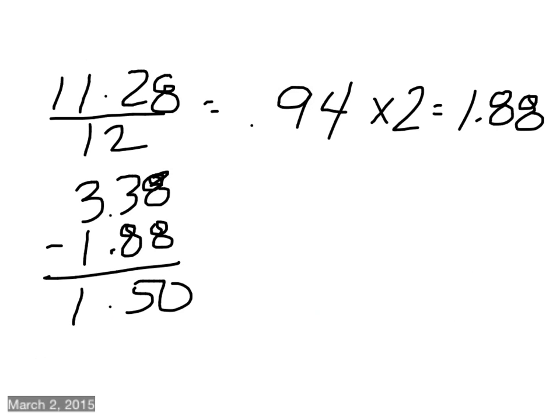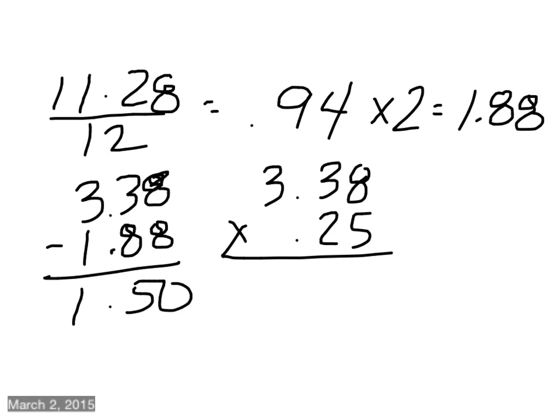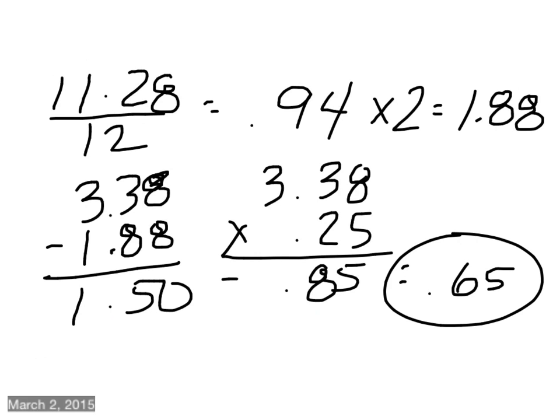Then it also says that the overhead is estimated to be 25% of the selling price. So $3.38 times 0.25. 85 cents. What do you get for number 8? What do I get? 65 cents. And that's per pair.